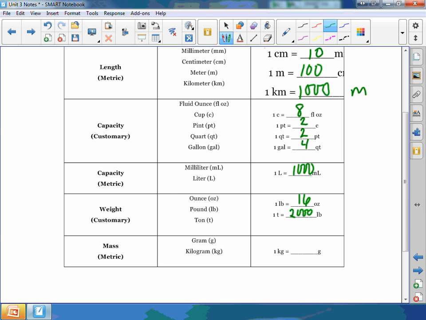How about a mass metric system? The grams, kilograms conversion. A kilogram, a rule, is 1,000 grams.